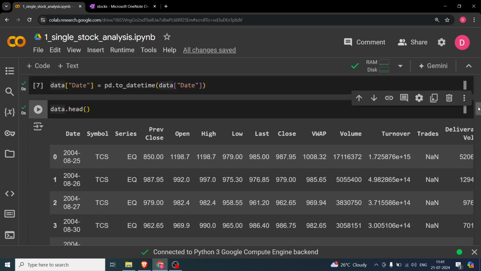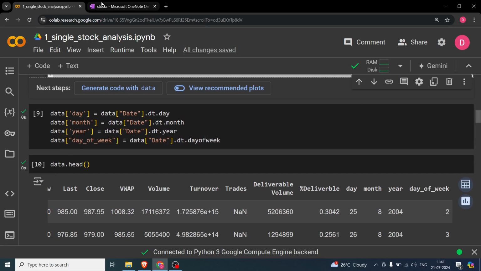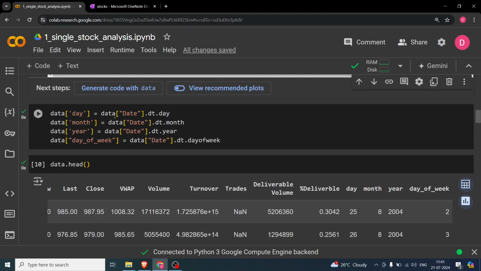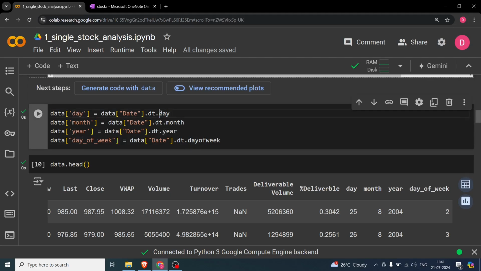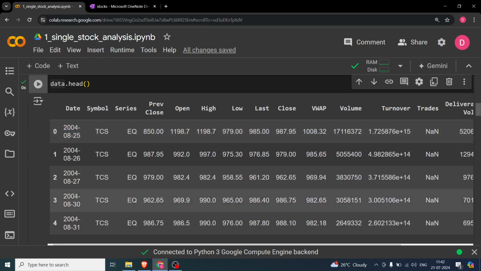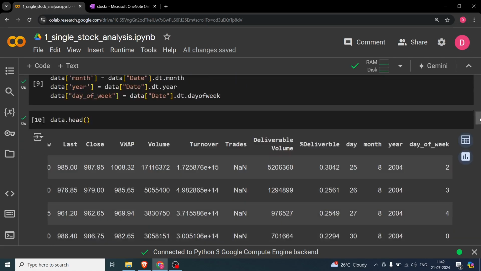Okay, after that we are going to extract day, month and year. So what is day? Day is basically the first day of the month, second day of the month, third day of the month, and so on. For example, let's take the first one. Look at the date over here. What is the day? 25th is the day, then 8 is the month and 2004 is the year. For this one, 30th is the day, 8, August, is the month and 2004 is the year. Same thing over here.